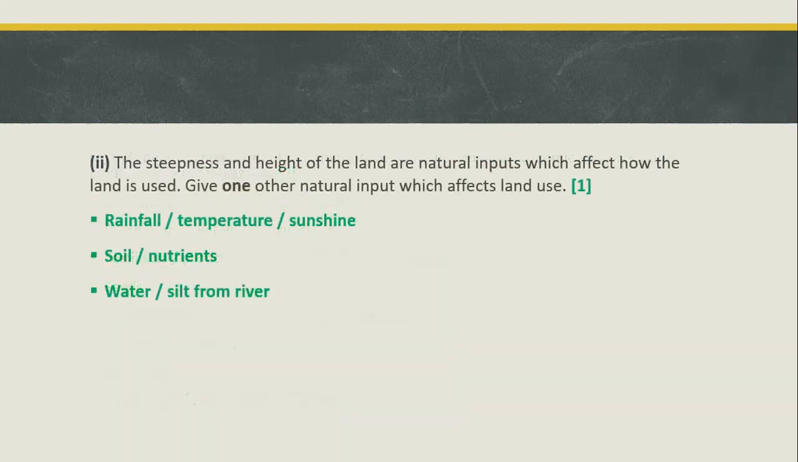Next question. The steepness and height of the land are natural inputs which affect how the land is used. Give one other natural input which affects land use. Okay, so you can write rainfall, temperature, sunshine, or soil or nutrients, water or silt from river. For this question, you just have to write one of these points.